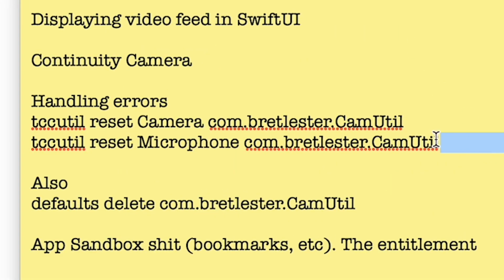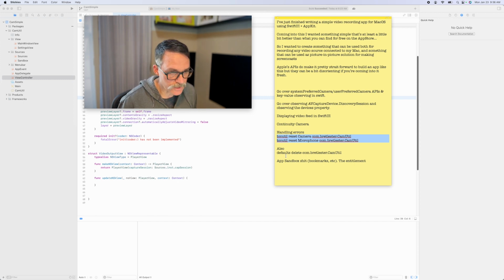Using TCC util, you can reset the user's privacy decisions so that you can test the process of the user accepting them or denying them and making sure that your app has a correct user experience for both scenarios. There's several scenarios you gotta think about. Obviously, you got to think about the scenario of the user denying video access to your app. Even though it is a video app, you want to respond gracefully to it.